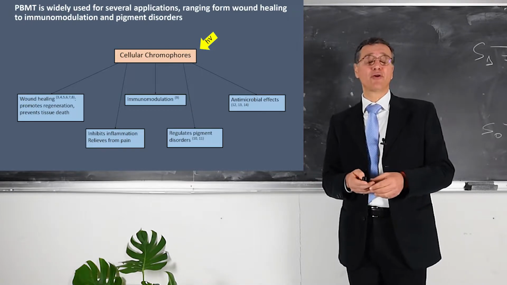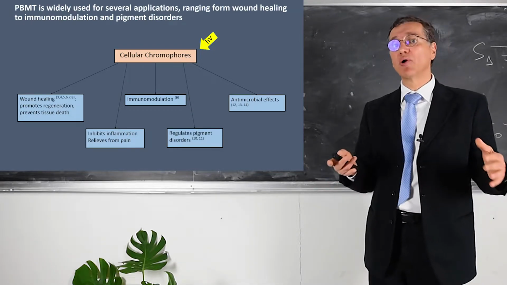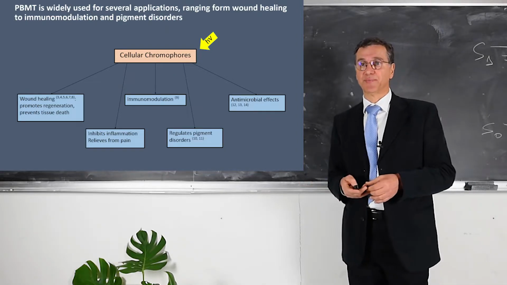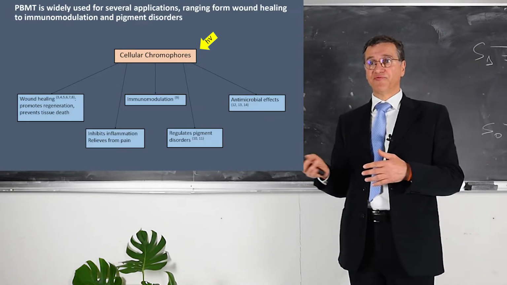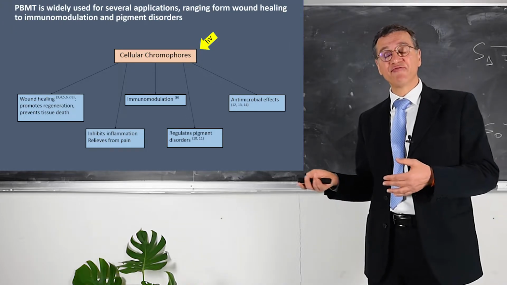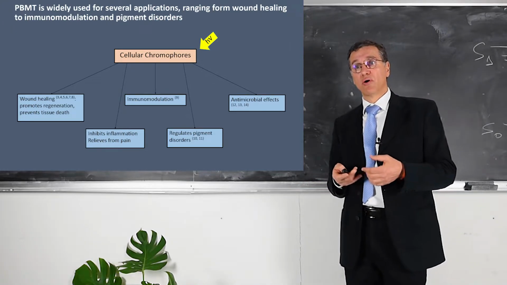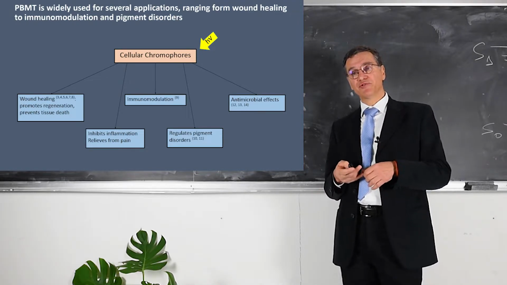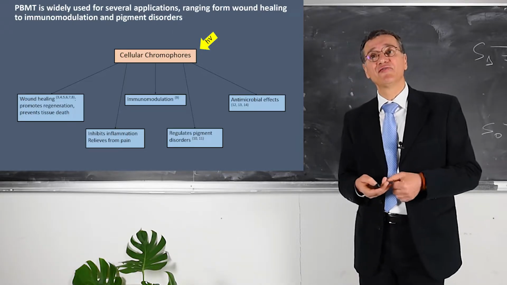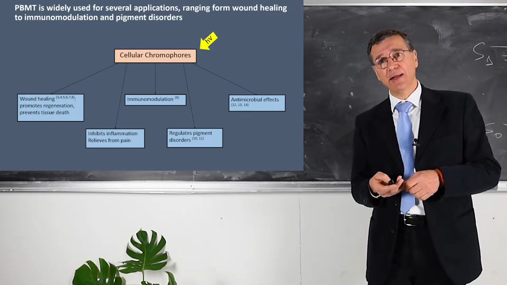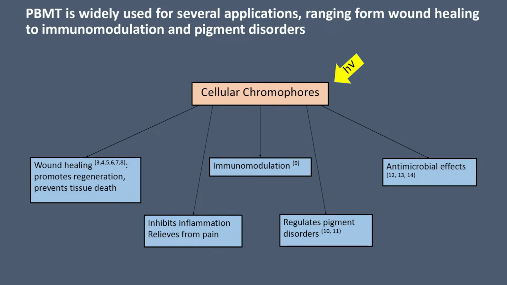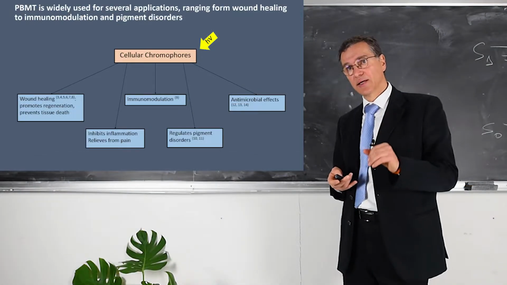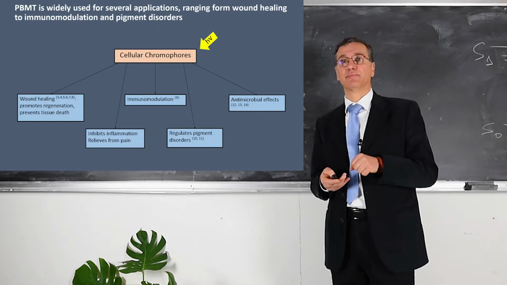Now, photobiomodulation therapy is commonly used for several applications. We go from antimicrobial effects to immunomodulation effects, to the regulation of pigment disorder, to the inhibition of inflammation, relief from pain, up to wound healing, where we observe promotion of regeneration and prevention of tissue death. And that's the subject we're going to talk about now.